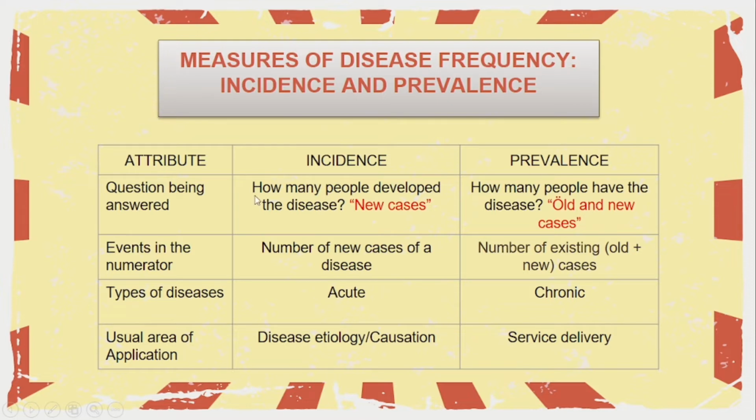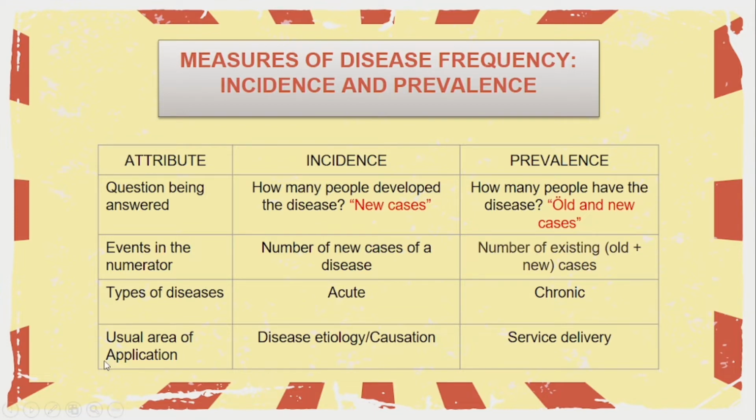And then, next attribute, events in the numerator, number of new cases of a disease. Yun yung numerator natin for incidence. Next naman, kay prevalence, number of existing old and new cases. Prevalence po yan, fall under prevalence. Next, types of disease. Kapag incidence, acute, meaning short duration, or yung sudden, biglaan, acute, short lang. And then pag prevalence, yung chronic na, ito yung mga continual na, recurring, mga matatagal na. Yun yung pinagkaiba, di ba? Si acute tsaka si chronic. Alam na po yung difference nun.